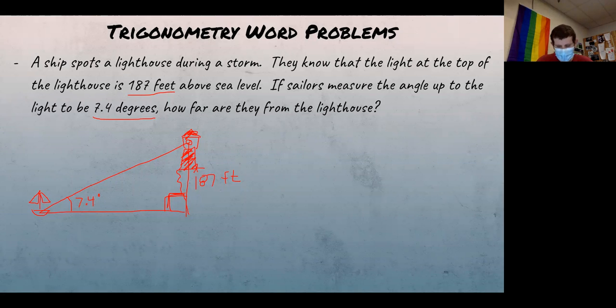Okay, the last question is, how far are they from the lighthouse? So now we need to figure out where our x is. Are we trying to solve for the bottom of the triangle or the hypotenuse?